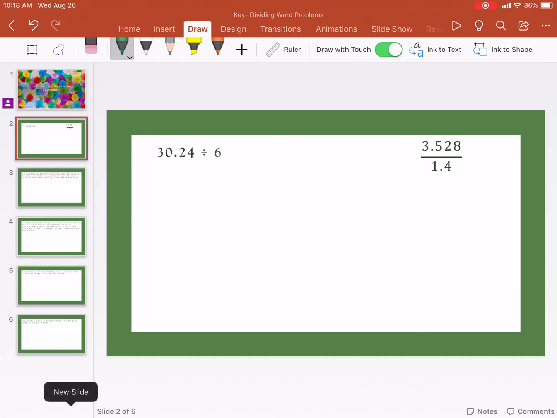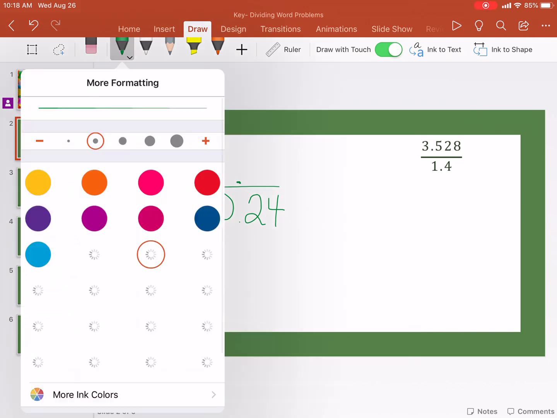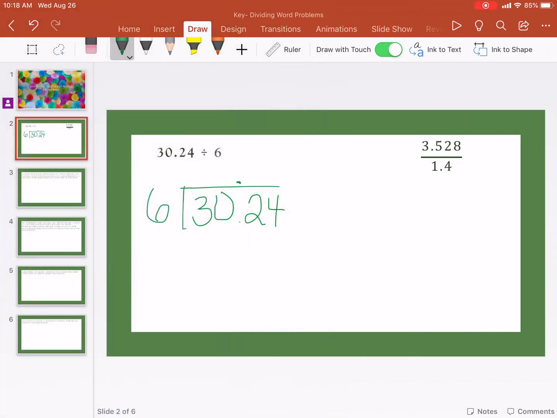Remember, the first number is going to go in the house. Divided by 6. Since 6 is a whole number, we don't have to move the decimal, so we just have to bring it up and raise the roof. 6 goes into 3 0 times. Bring down the 0. 6 goes into 30 5 times.